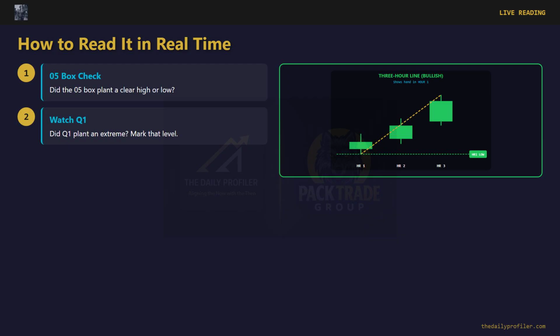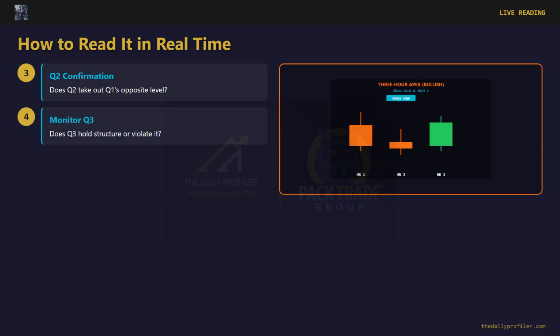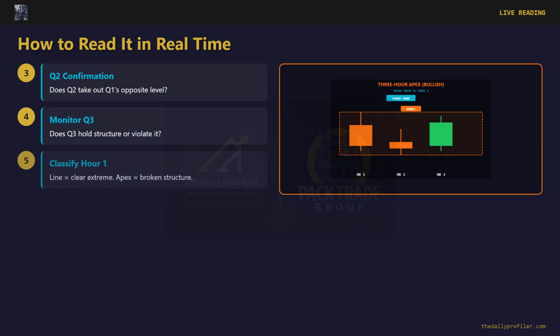Step 2. Watch Q1, the first 15 minutes. Did Q1 plant an extreme? Mark that level. Step 3. Watch Q2, 15 to 30. Does Q2 take out Q1's opposite level? If Q2 takes out Q1's high, and Q1 put in the low, you have instat low confirmation. Bullish line setup.